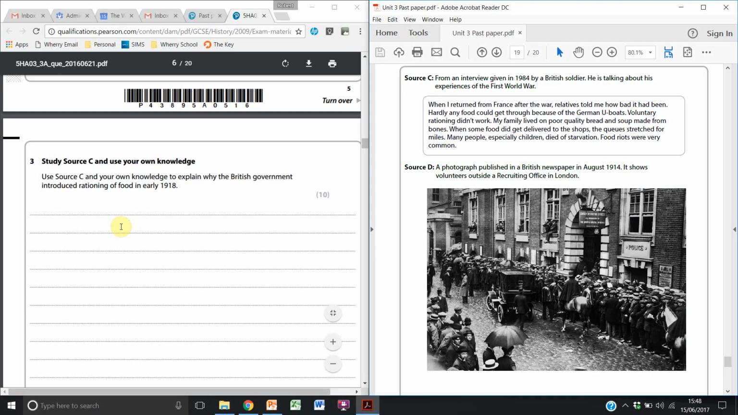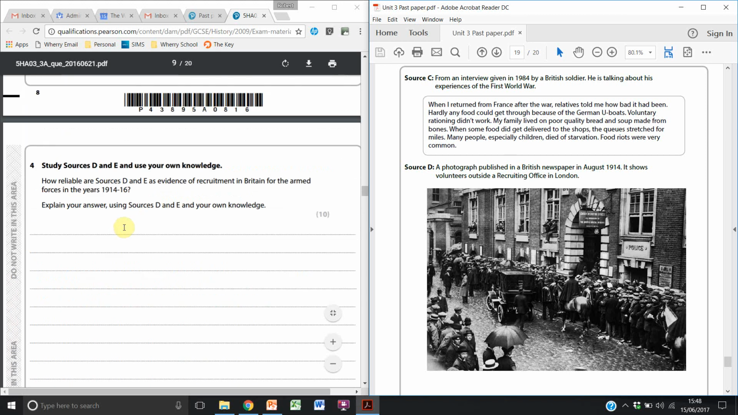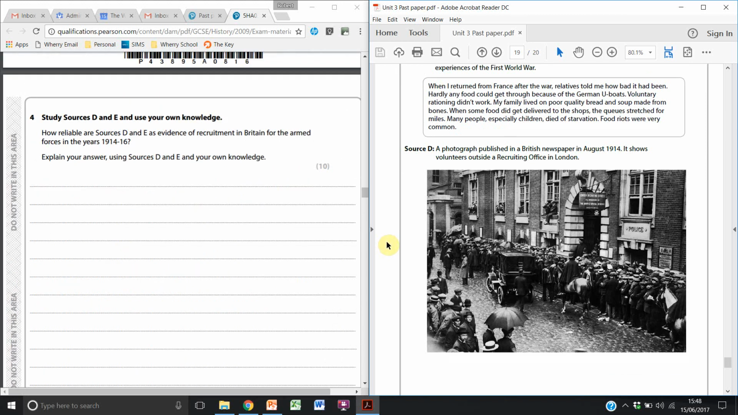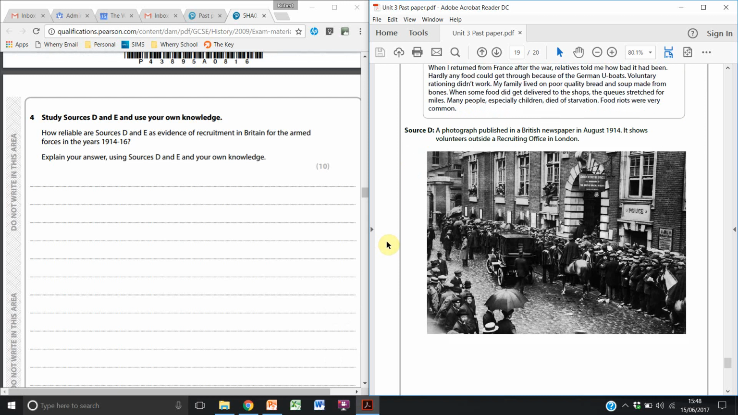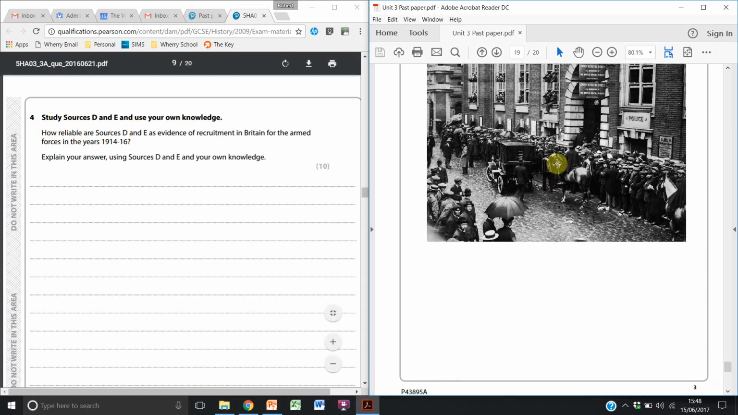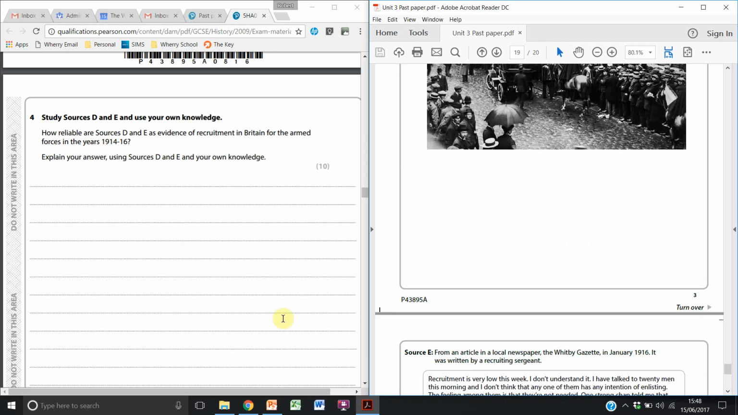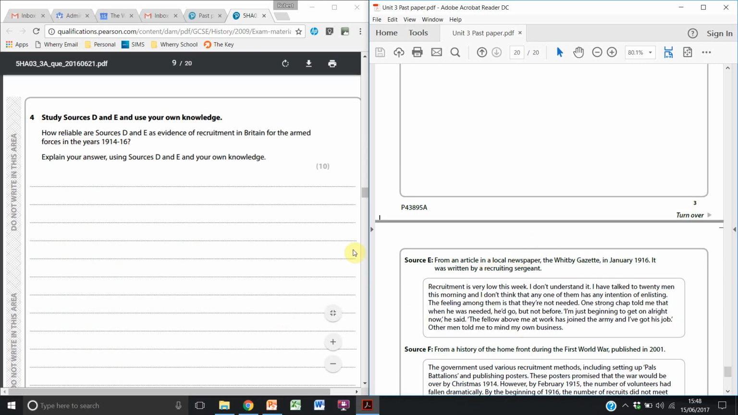So, next question is question 4. And question 4 looks very similar to one of the questions in the Cold War paper, but there is a tiny difference with it. So it says, study sources D and E. So in this example paper, there's source D, a photograph of men queuing up outside a recruitment office. Source E is a written source.